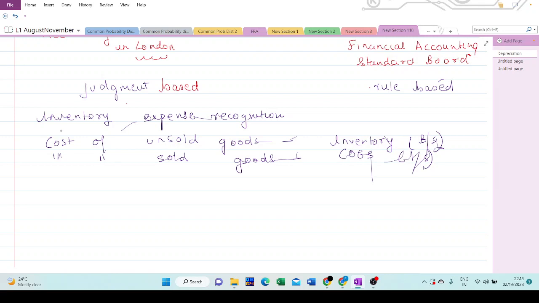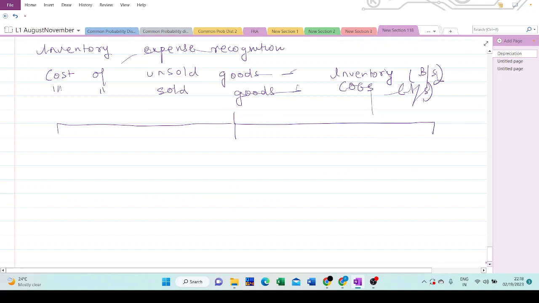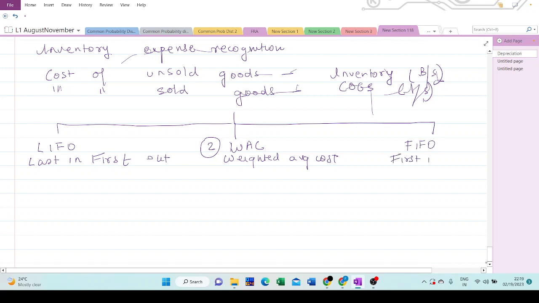Okay. So today we'll dig deeper into the subject. Now, guys, there are three methods in which we can calculate COGS and inventory. The three methods that are in our syllabus, please write this down. First is LIFO, which stands for last in, first out. Then we have the weighted average cost method. Please write this down. And the last is FIFO, which stands for first in, first out.